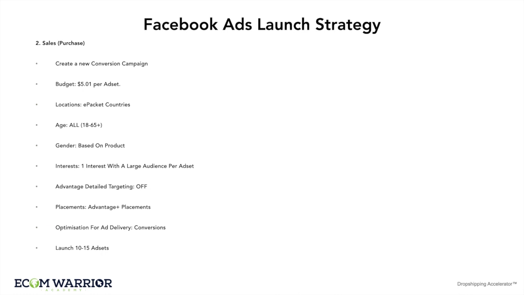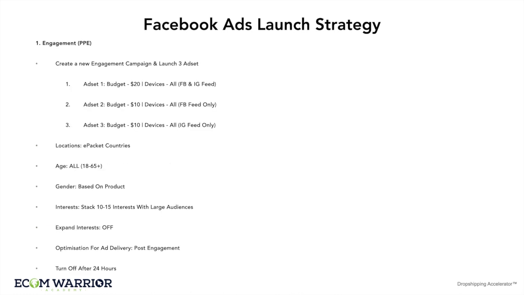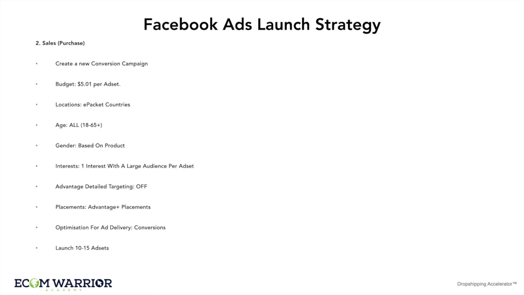Now for the interest, for each ad set, you want to have one interest with a very large audience. So unlike the engagement campaign where we had 10 to 15 interests in the one ad set, for the sales campaign, we will only have one interest with a very large audience in that ad set. Advantage detailed targeting, turn that off.